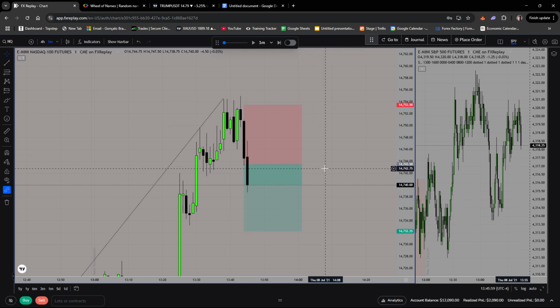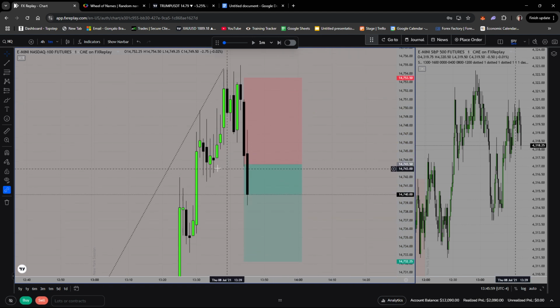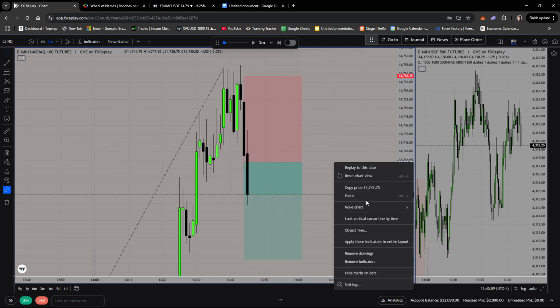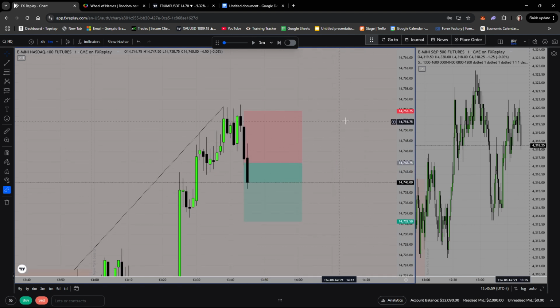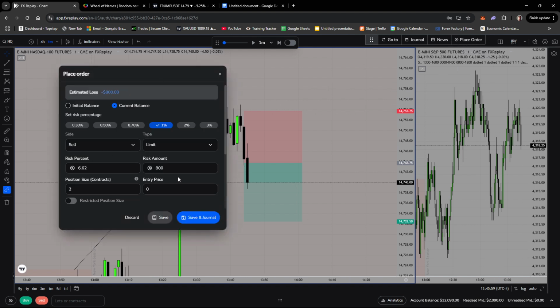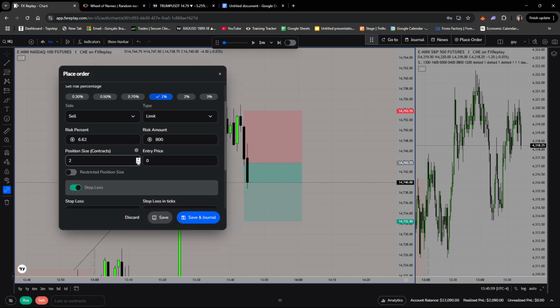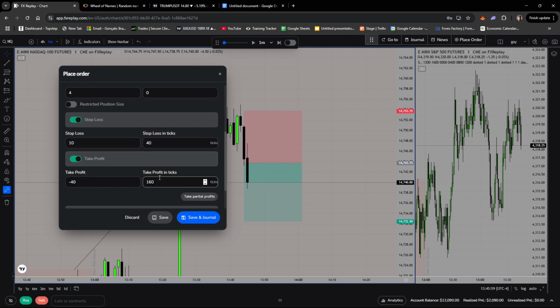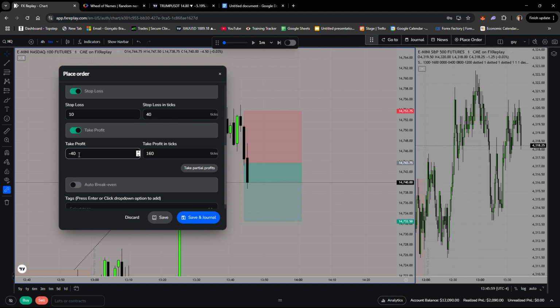Use 10 points. I want my entry to be directly off the candle. So here. Using 10 points, I think that's close enough to the high now. Sell. Stop loss 40, take profit. Draw the take profit.